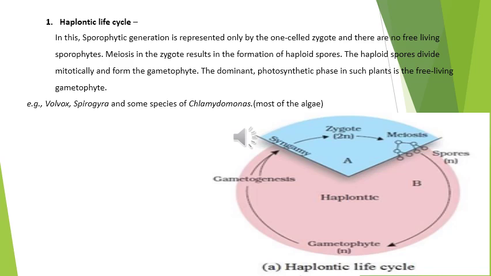So here the photosynthetic phase is the gametophyte stage, that is free living, or it is very small. For example, in Volvox, or you can say in algae, the haplontic life cycle is present.